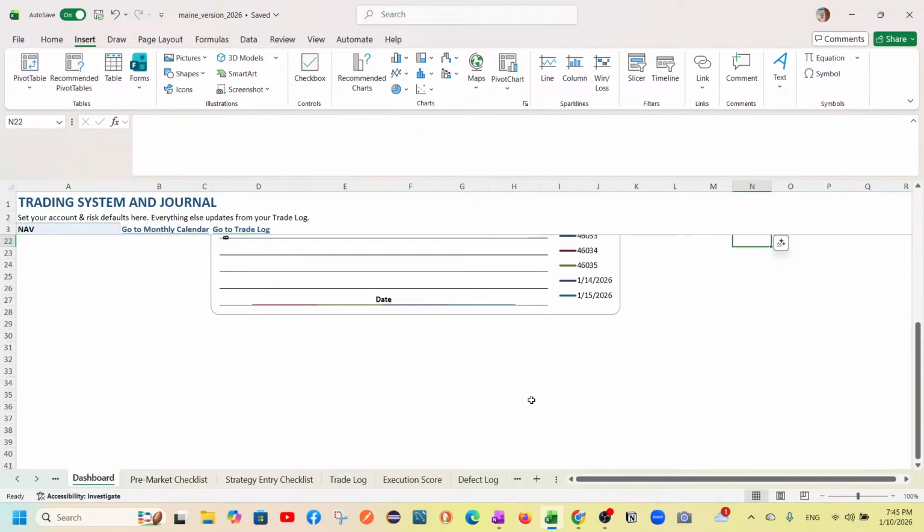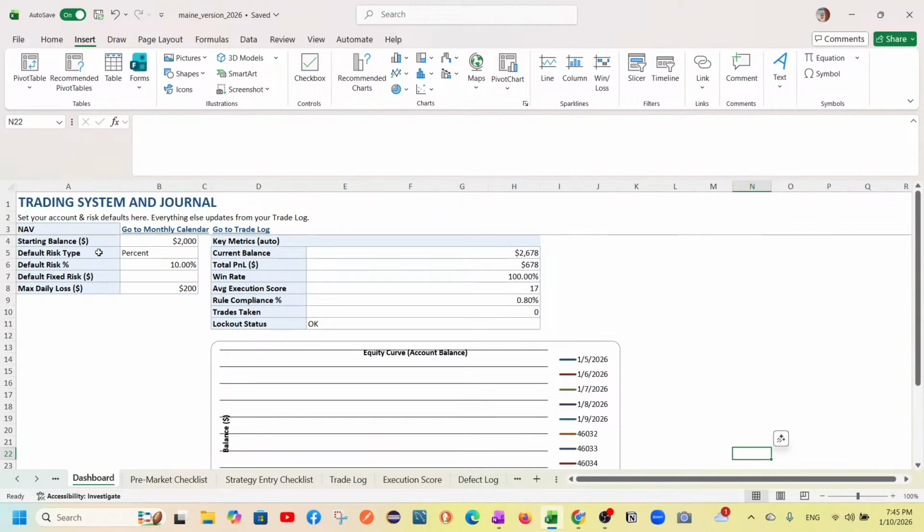Let me just go to my dashboard and see. We are trying to grow this $2,000 account. Here's our first week metrics. Our current balance is 2678. So total profit this week was 678. And our win rate is 100% so far, and following our rules at an 80+%.